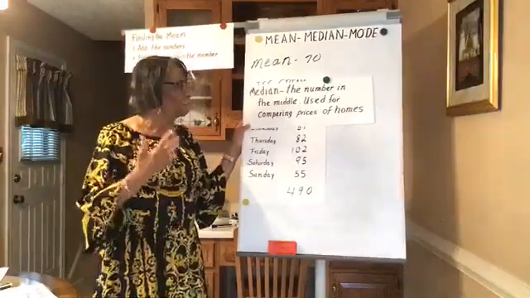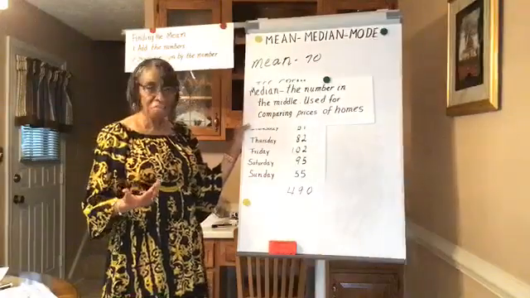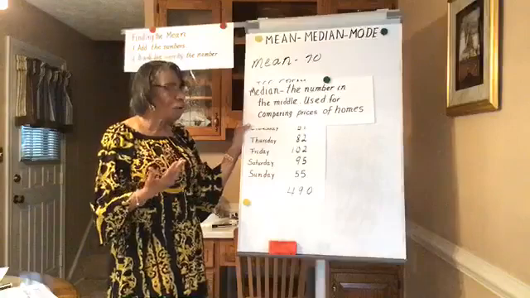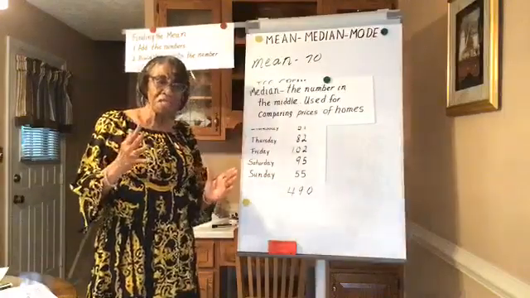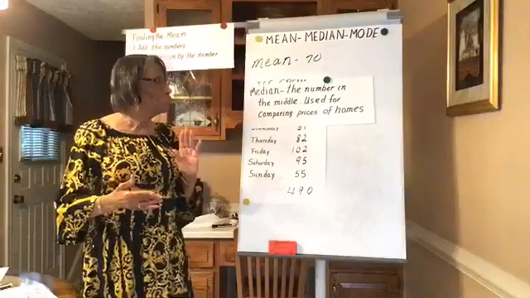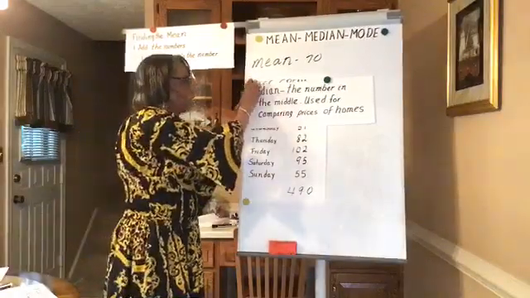All right? So the median is a very simple and easy process. It's not as mathematical as the other because it's more about where the number is located. What number is in the middle? What number is actually in the middle of the data?